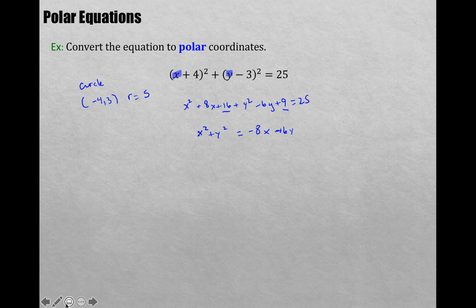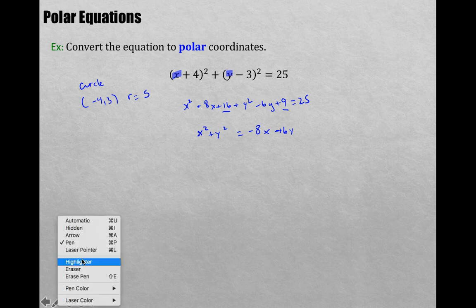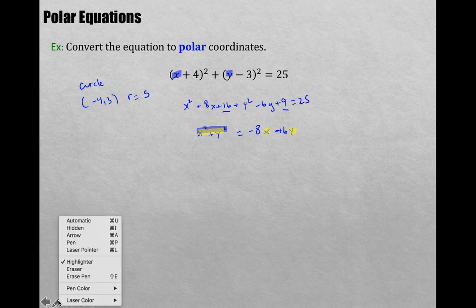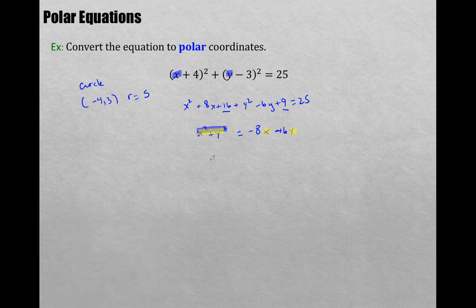So let's go to our formulas. I can replace x squared plus y squared, and I can replace x and y. x squared plus y squared is equal to r squared. -8r cosine theta. That's what x is. Plus, that's a plus, right, because it was a minus on this side. 6r sine theta.